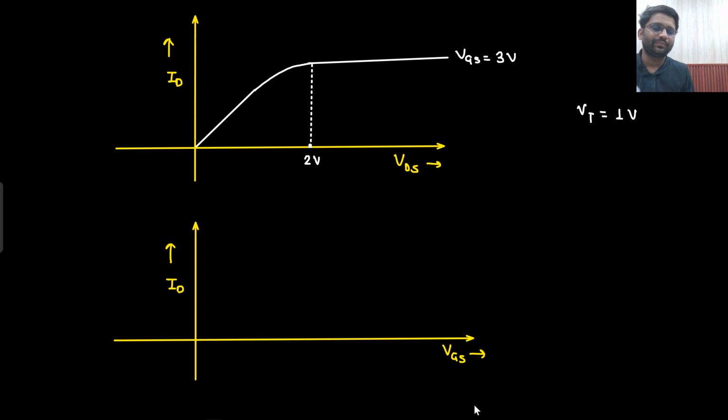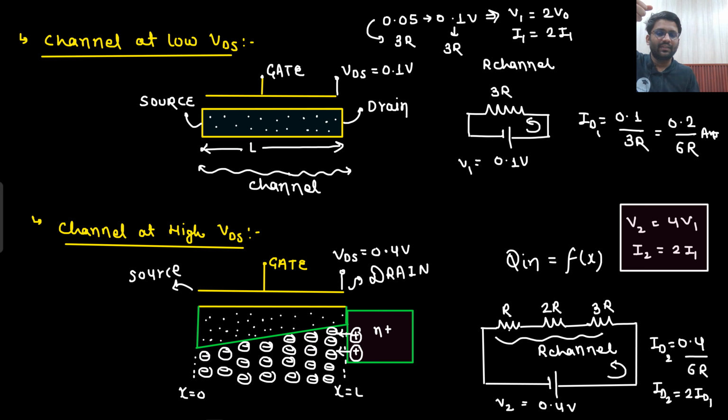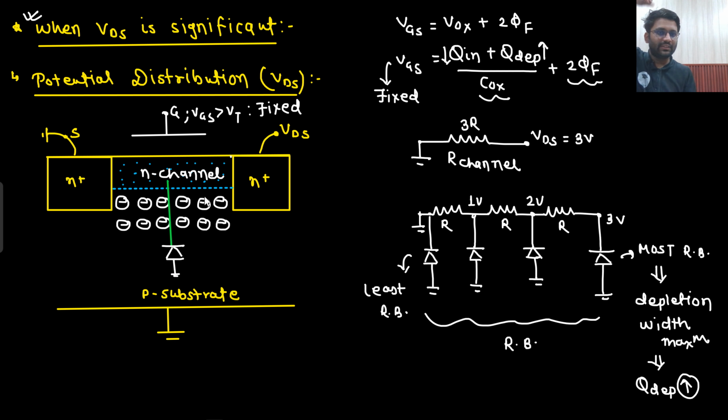Say yes or no. Now if I increase my VGS, what will happen? More VGS means more inversion charge. VGS is increased. Just think about the basic structure. More VGS means more inversion charge. More inversion charge means more current. So current will increase.